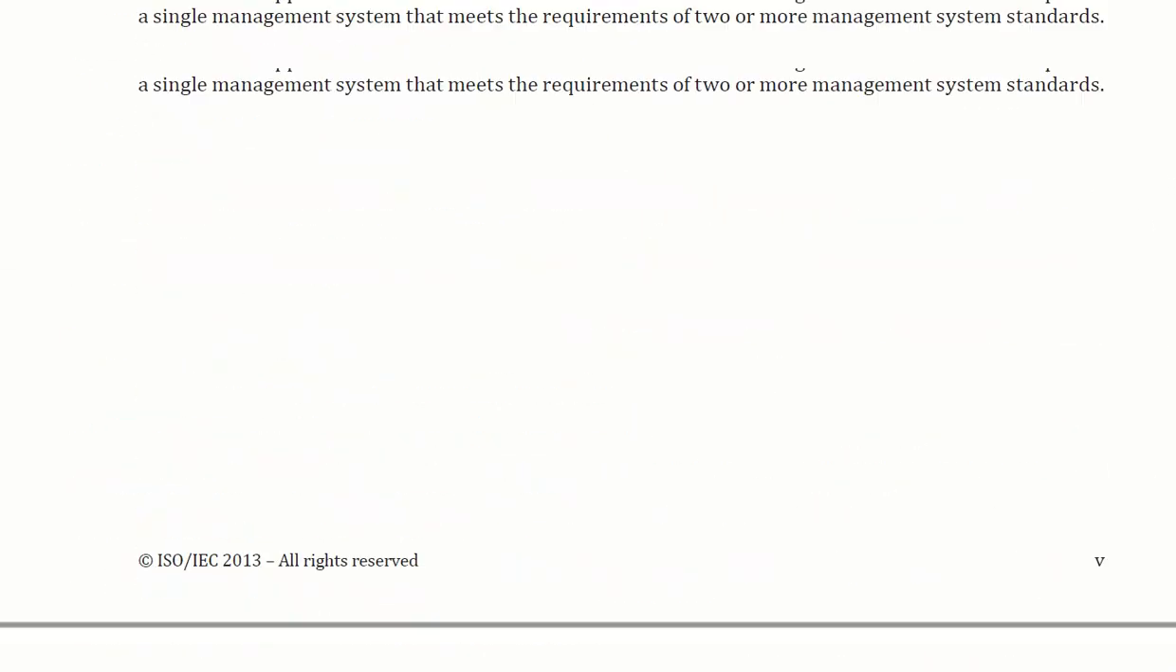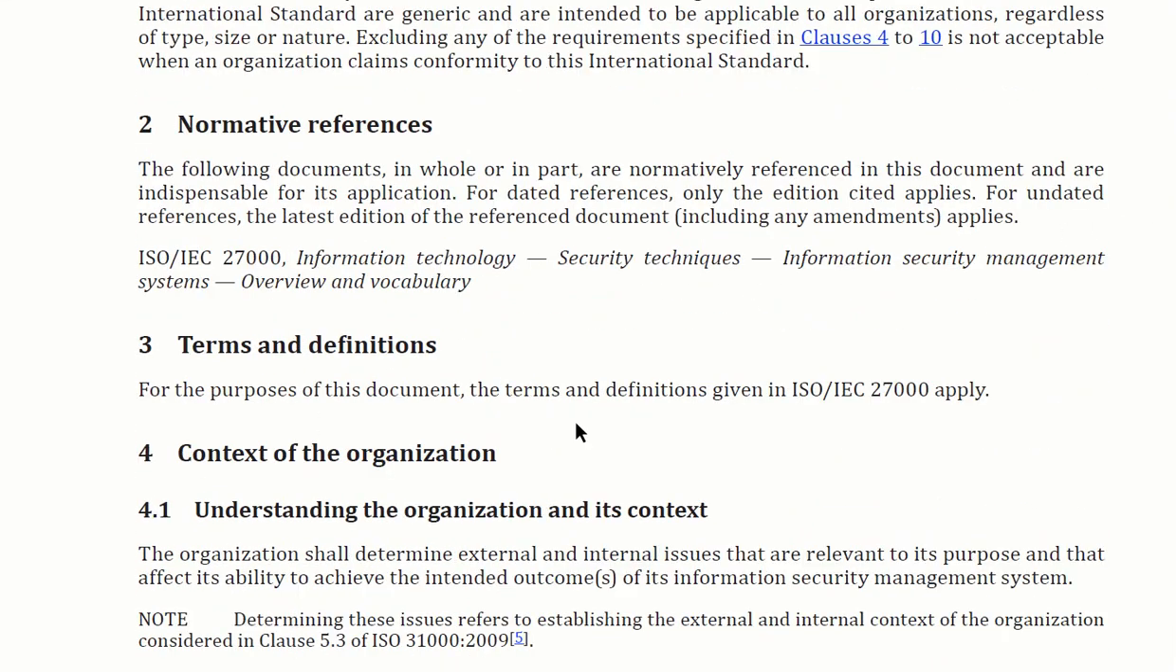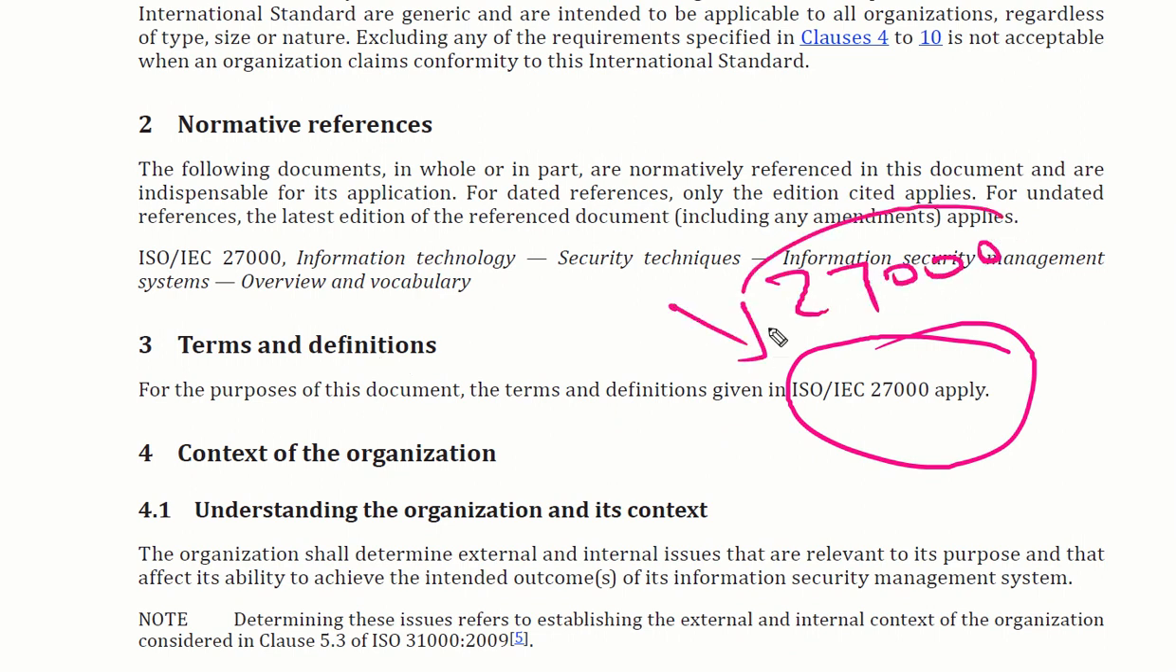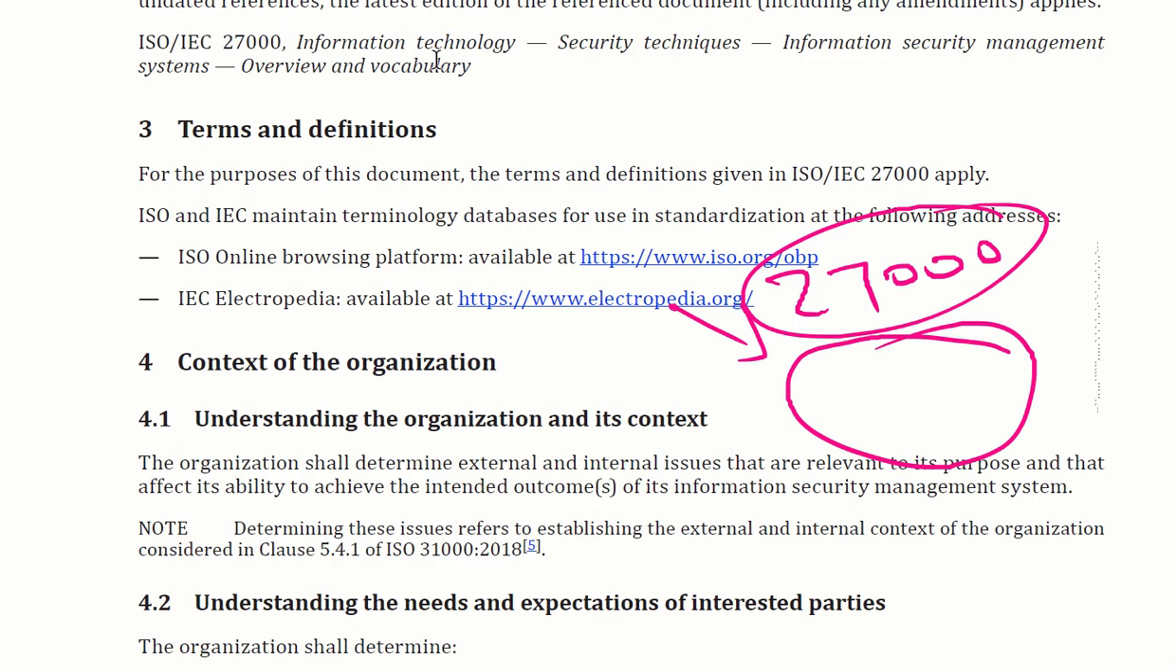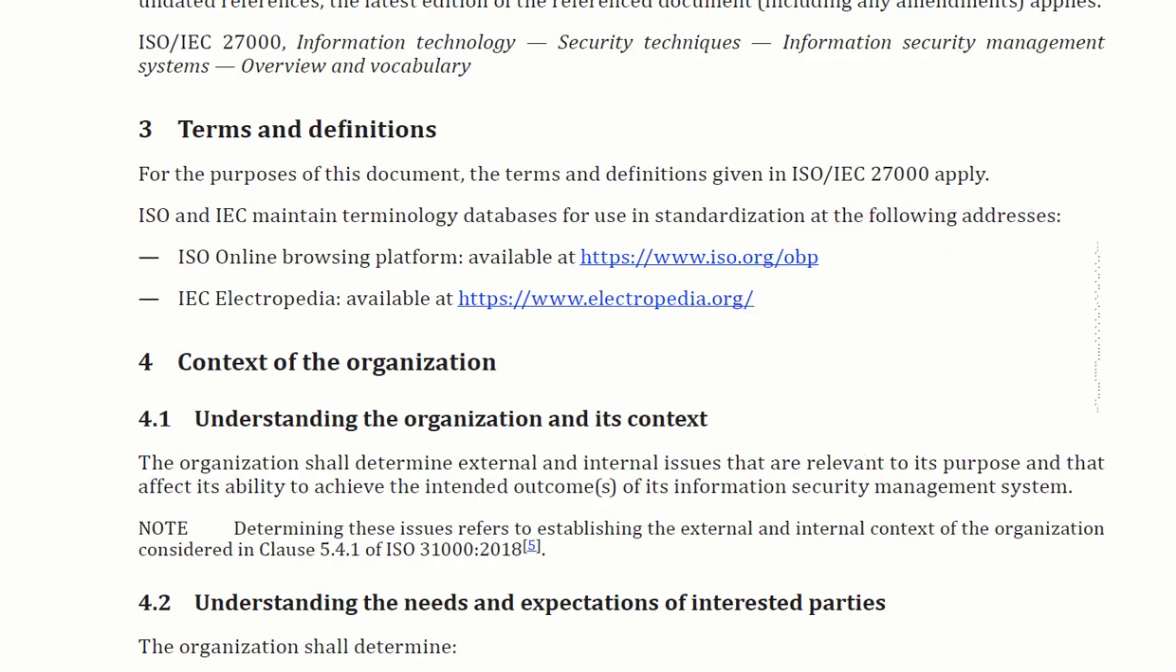If you see the older standard, let's go back and see what is there. In the older standard, they have clearly written that for the purposes of this document, the terms and definitions given in ISO 27000 apply. So for the older standard, you need to refer to ISO 27000, but in the newer standard, it refers to different hyperlinks. If you click on those hyperlinks, you can get the terms and definitions. So this is the third change they have done.